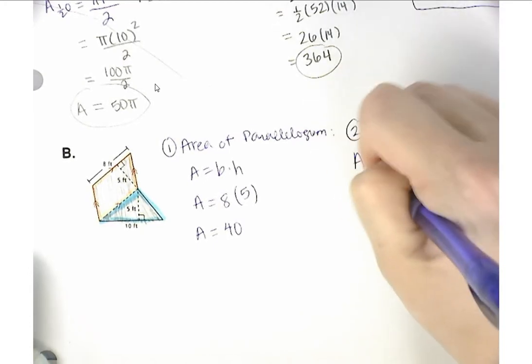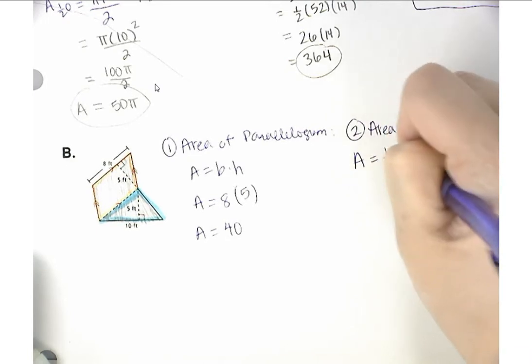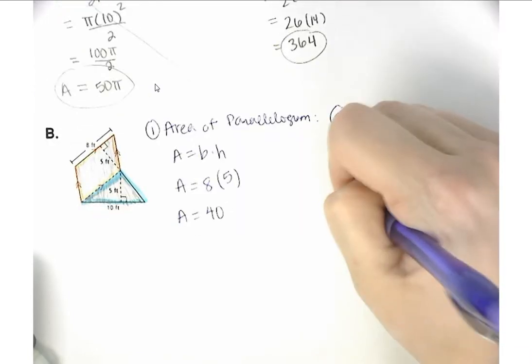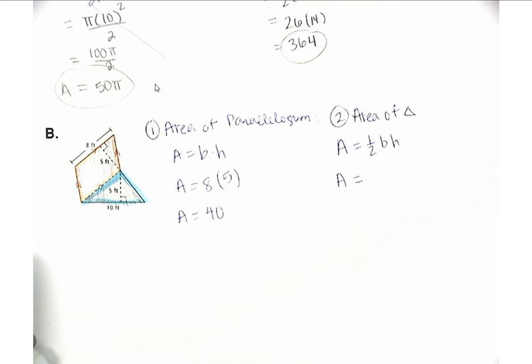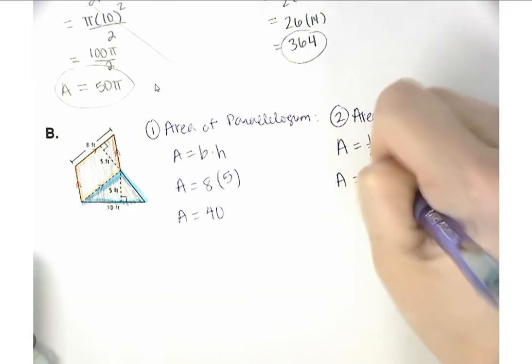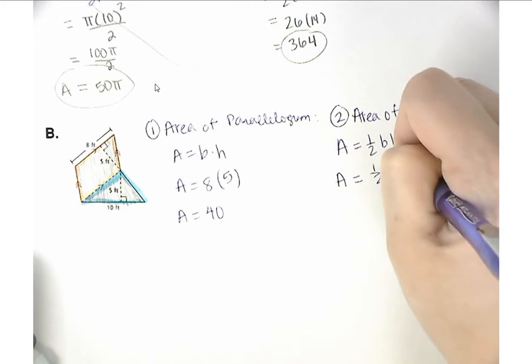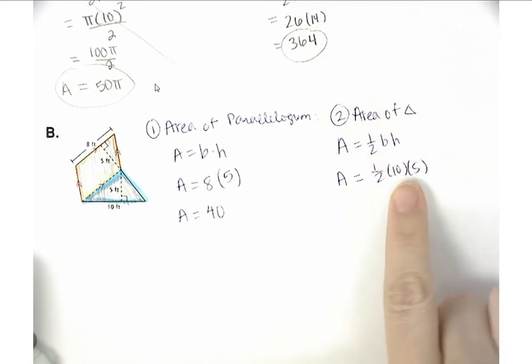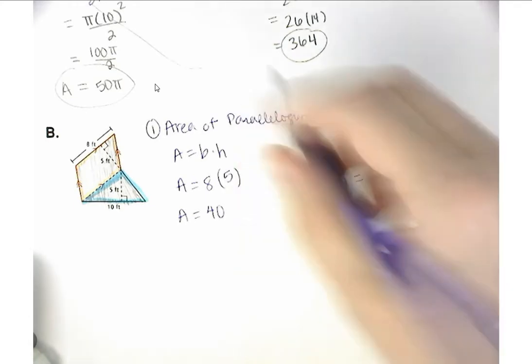Okay, so the area is 1/2 times base times height. Okay, and Aiden, what's the base of our triangle? Of the blue one? Uh-huh. 10 feet. Yep, and what's the height? 5 feet. 5 feet. So I'm going to do 1/2 times 10 times 5. And 10 times 5 is what? 50. So half of that is 25.